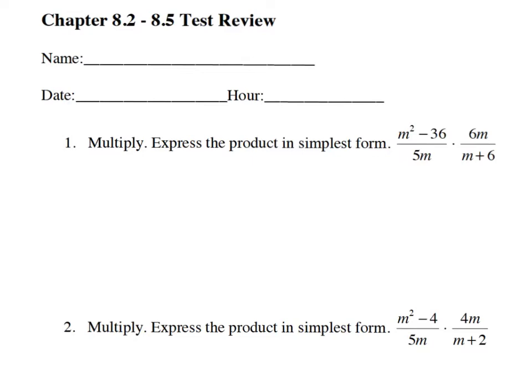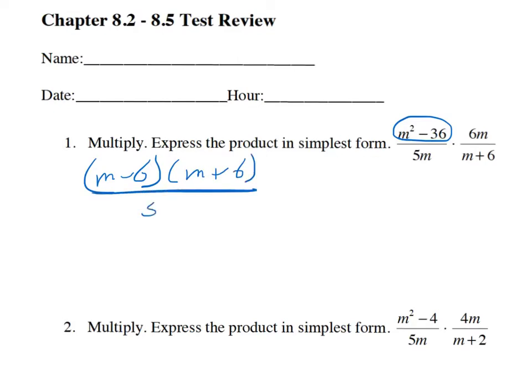Now, in doing this problem, it looks like this here is a difference of two squares, so it's going to factor. So it's going to be m minus 6 times m plus 6 all over 5m times, you have a 6m here, and this does not factor. Why? The m is to the first power, number 1, and number 2, there isn't a common factor between the m and the 6, so I'm going to put m plus 6.